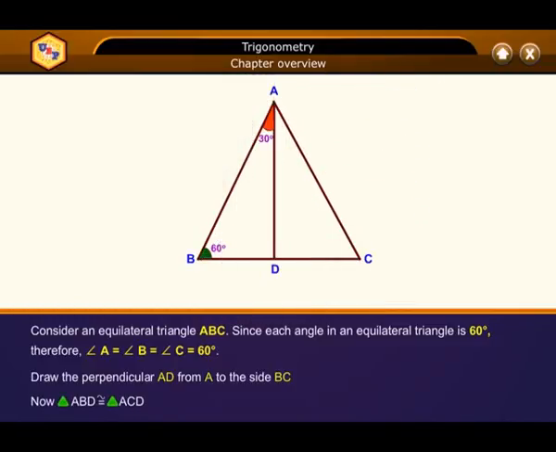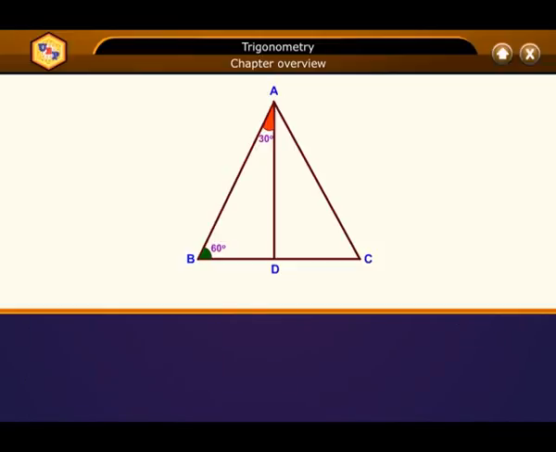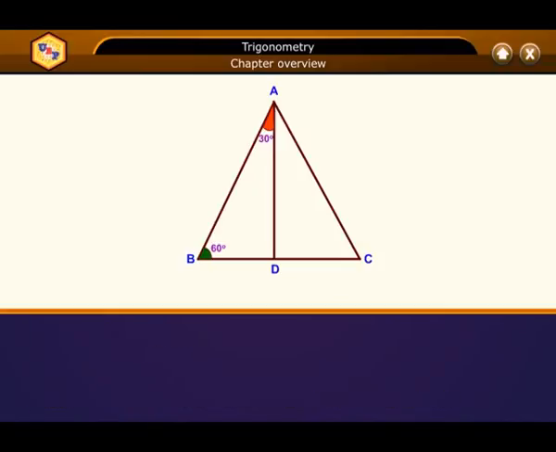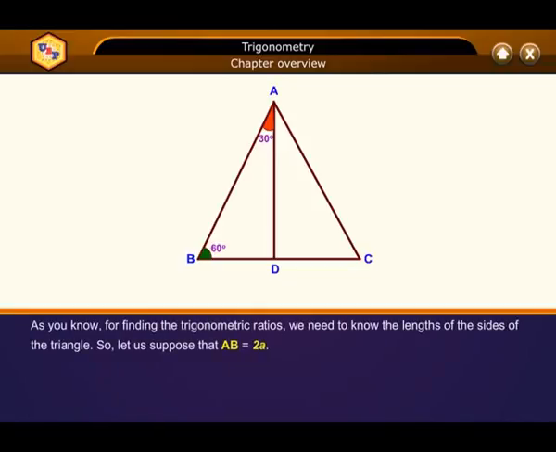Now, triangle ABD is either equal to or similar to triangle ACD. Therefore, BD is equal to DC and angle BAD is equal to angle CAD, by CPCT. Now observe that triangle ABD is a right triangle, right angled at D, with angle BAD equal to 30 degrees and angle ABD equal to 60 degrees. As you know, for finding the trigonometric ratios, we need to know the lengths of the sides of the triangle.